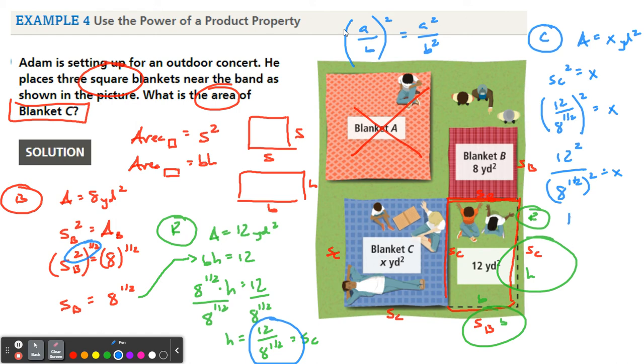This will be 144 over, and we talked about this, when you have a power raised to a power, you multiply. 1/2 times 2, those are reciprocals, so they cancel. You just get 8. When you divide 144 by 8, you get 18. And that's the area, 18 yards squared. So that is definitely a complicated problem.